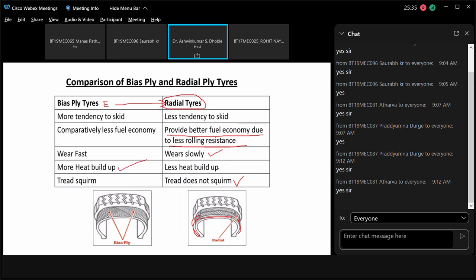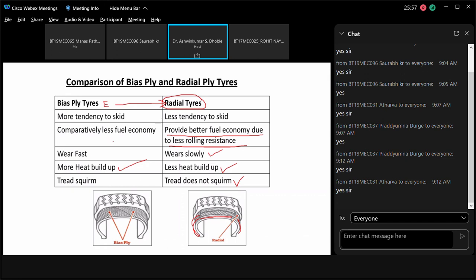Okay, so this is the difference between the radial ply tire and the bias ply tire. Sometimes bias ply tires are also called diagonal bias ply tires. So don't get confused. Bias ply or diagonal tires are one and the same. If you go to buy a tire from the tire shop, you will find that they are the normal tire.